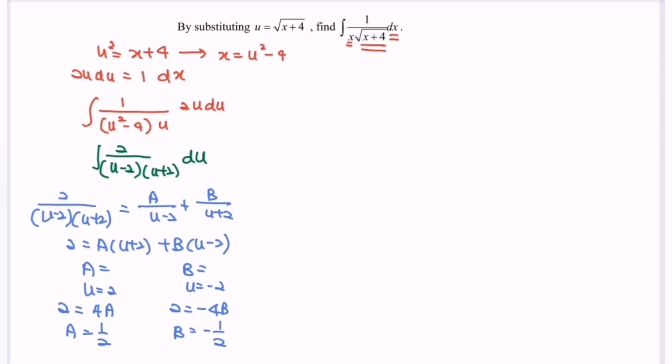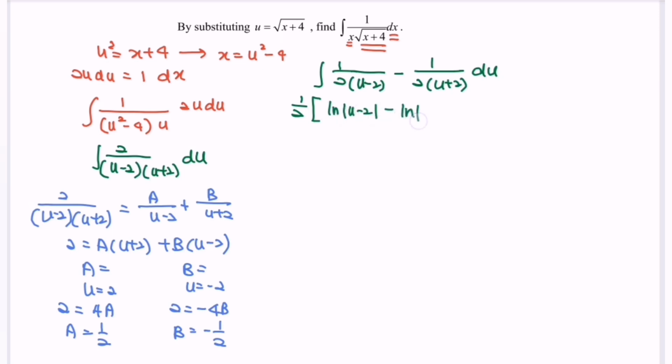So here we have the integral of 1 over 2 bracket u minus 2, continue, minus 1 over 2, u plus 2, with respect to u. Kindly integrate. We have 1 over 2 bracket ln of u minus 2 minus ln of u plus 2.